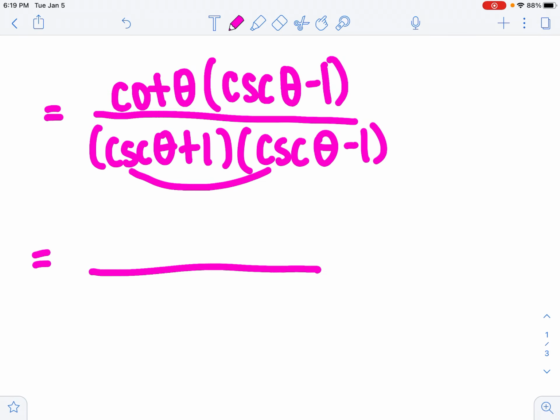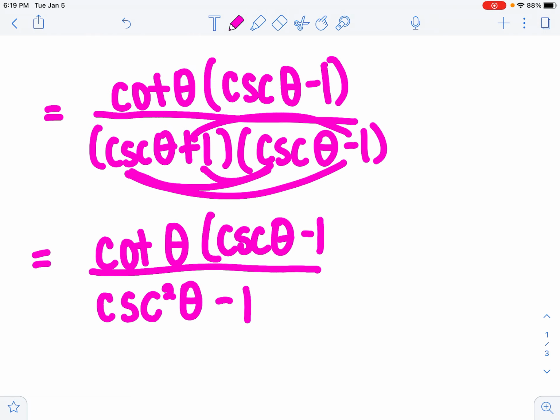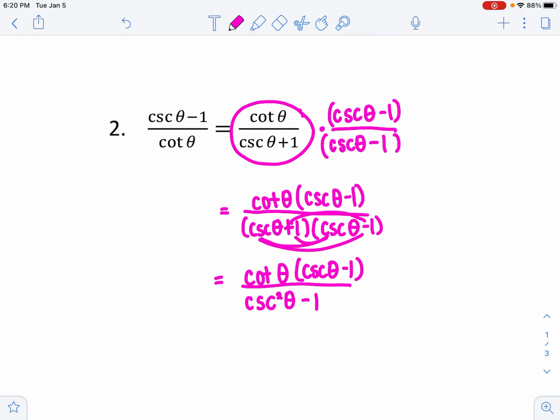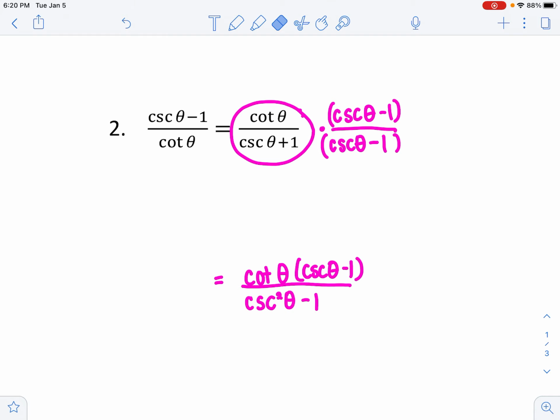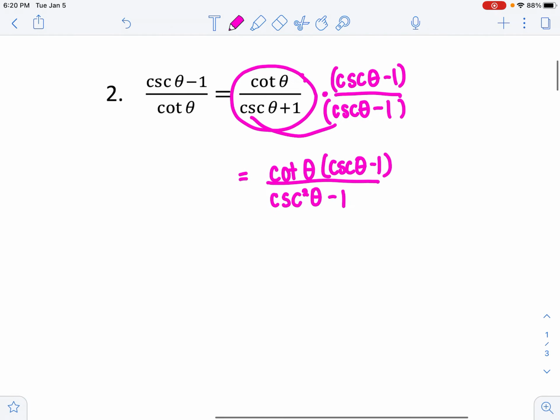So let's do that. First times first is cosecant squared. Outer is minus cosecant, inner is plus cosecant, so they cancel, like they always will when they're conjugates. Last times last is -1. My numerator, cotangent of theta times cosecant of theta minus 1. Now I want you to realize that if you skipped this step right here and you're like, oh, I knew to multiply the denominators because that's the whole point of getting a conjugate, that's fine. I know you know to do that. So if you did it right here, that's great.